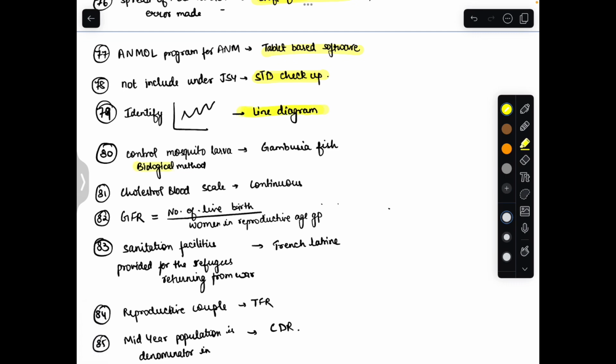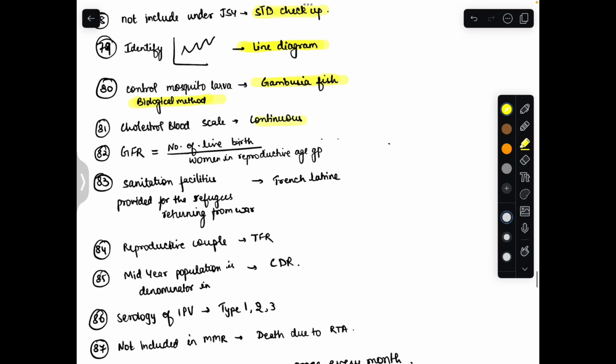Okay. Now for the 79th question, one image was there, that one is of the line diagram. For controlling mosquito larvae, the biological method is Gambusia fish. For cholesterol blood scale, we have to check continuous; options were like nominal, ordinal and continuous, and one more option is there.